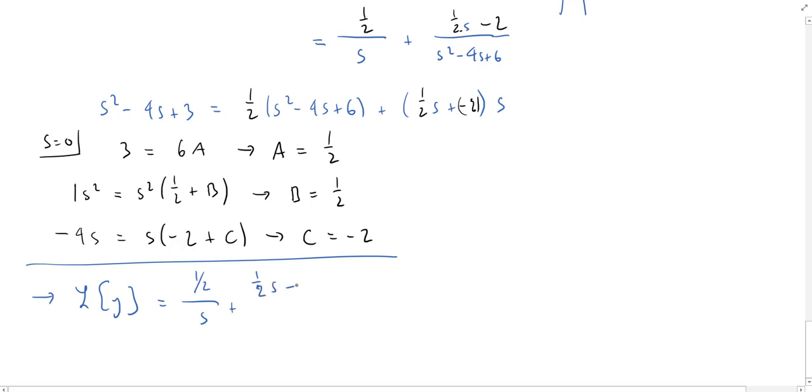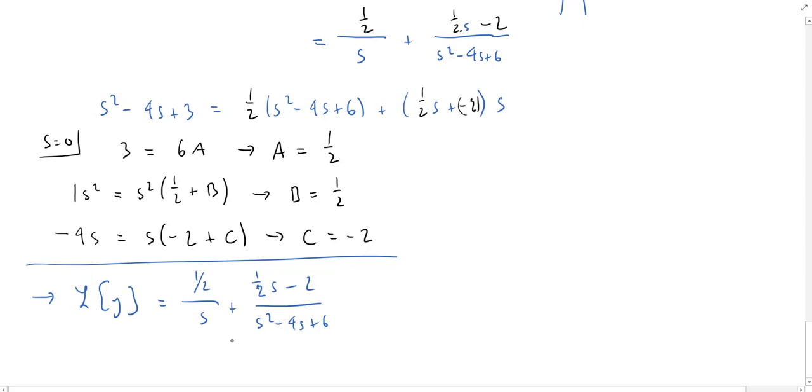1/2 s minus 2 over s squared minus 4s plus 6. Okay. Well, the first term, we're not going to have a problem finding the inverse Laplace transform. The half, just a constant, pull it out, no problem there. You'll just be looking at the inverse Laplace of 1 over s, which we know is 1. All right. This second bit is a little more complicated looking, and it's, again, because of this irreducible quadratic.